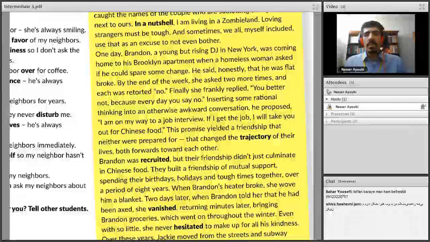When a homeless woman asked him if he could spare. Spare means give something that you don't need. Give away something that you don't need. If he could spare some change, if he could give some coins, some money. You know, change is the money which is not so, you know, for example, $10, $20, some coins.